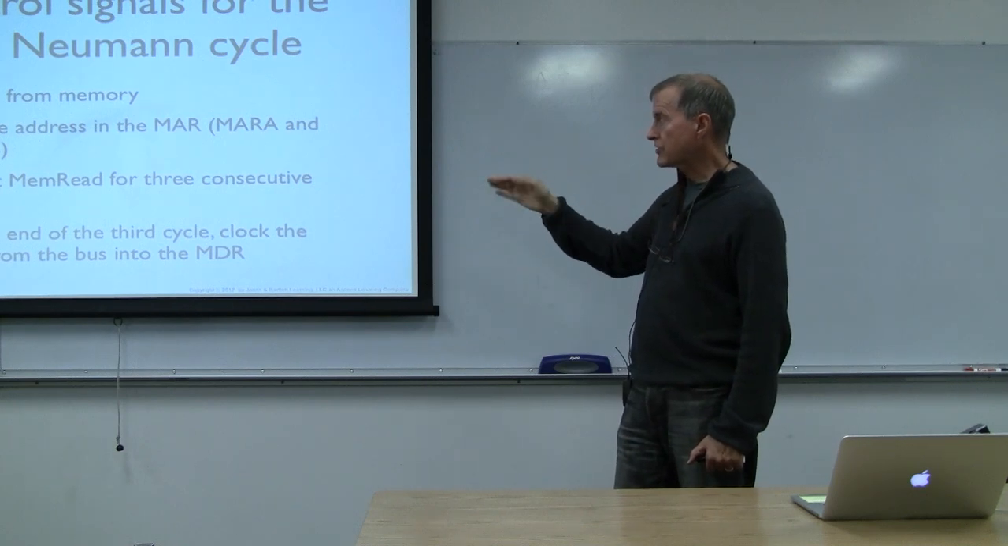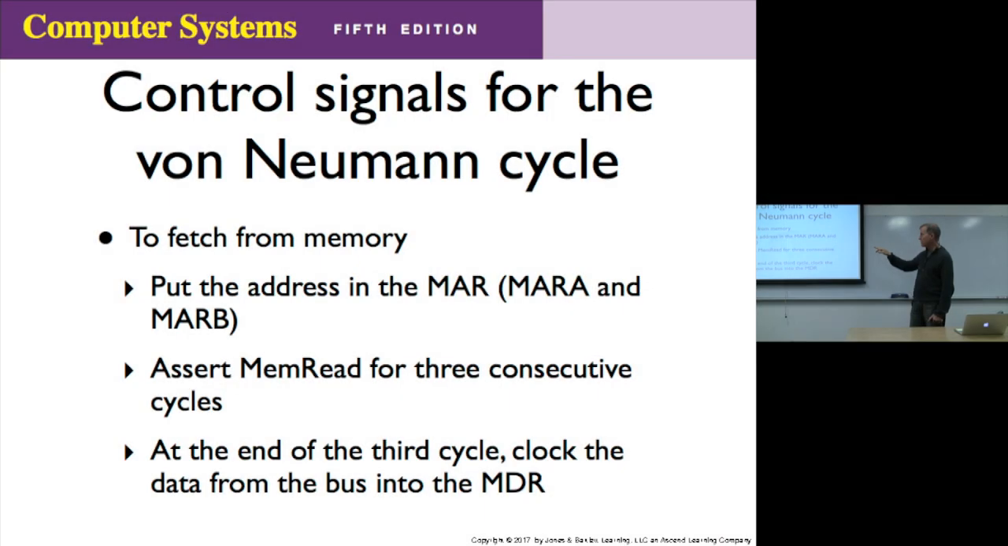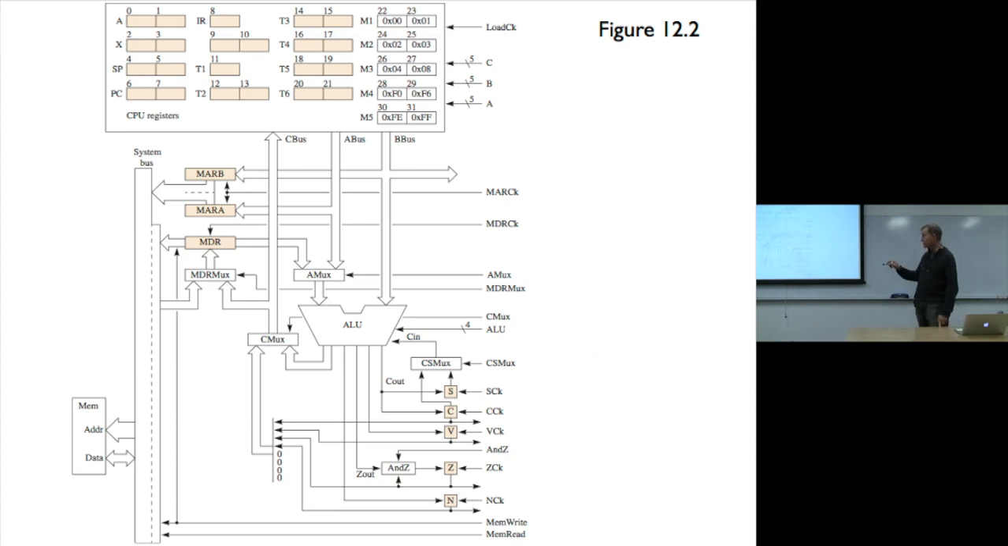So in order to fetch the instruction from memory, we have to put the address in the MAR, which stands for memory address register, and then we have to assert the memory control for three consecutive cycles. At the end of the third cycle, the memory subsystem will have the data for us on the data lines, and at the end of the third cycle, we clock the data from the bus into the MDR, and MDR stands for memory data register.